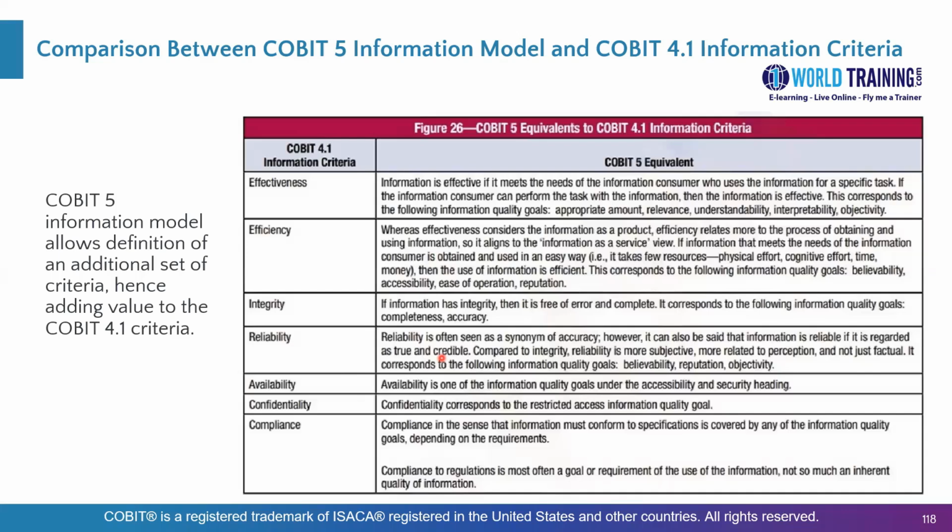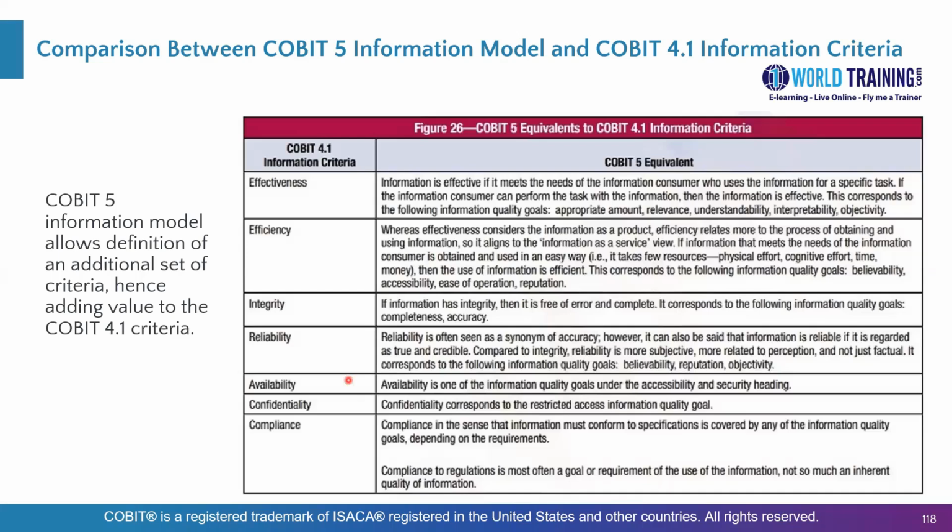It corresponds to the following information goals. It's about believability, reputation, and objectivity. So these are the intrinsic quality goals in COBIT 5 for the information enabler. Then we have another one, information criteria in COBIT 4.1, which is the availability.